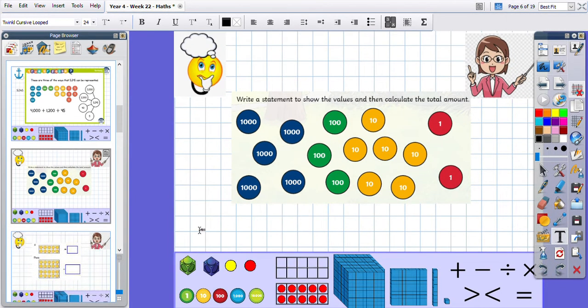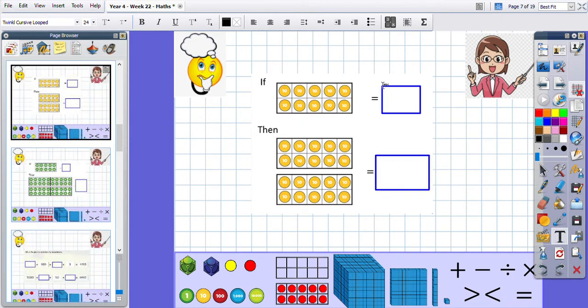Okay, so let's show this using partitioning. So we've got 5,300, 6 tens and 2 ones. So what would our whole number be? 5,362.